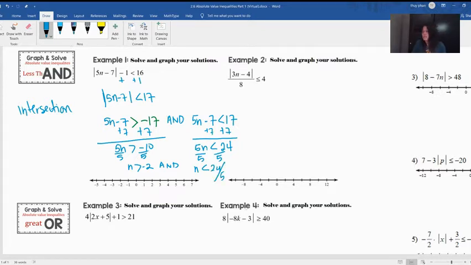And now we are going to graph this. So let's go ahead and graph. At negative 2 is going to be an open circle, where n is greater than negative 2, so it's going to go in this direction.